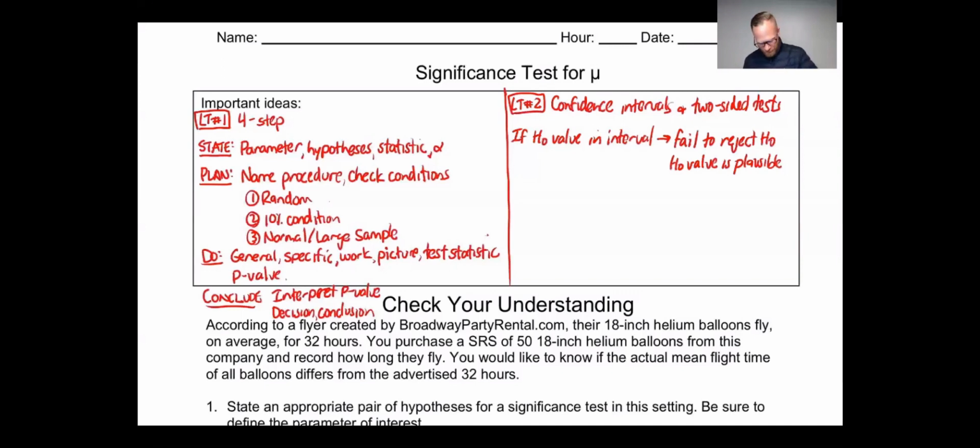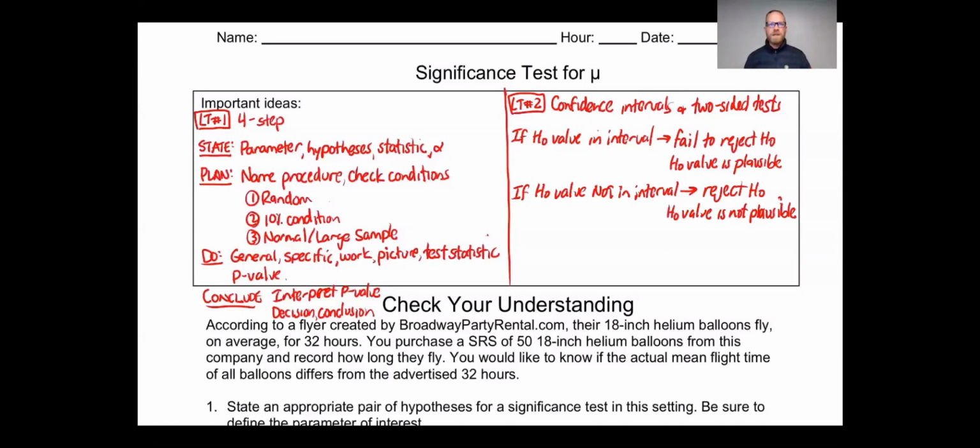Now, the other possibility, of course, is that if that null hypothesis value is not in the interval, well, now we don't think that the null hypothesis value is plausible, and we are going to reject the null hypothesis. And that's because the null hypothesis value is not a plausible value within the interval.